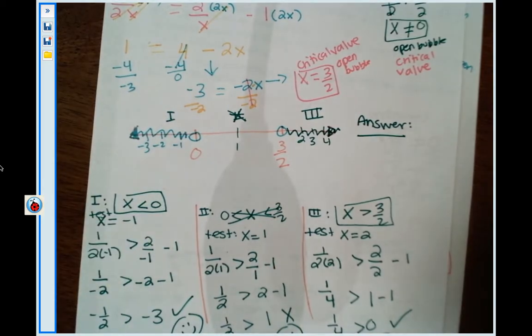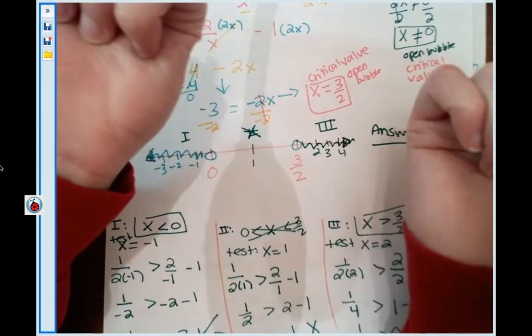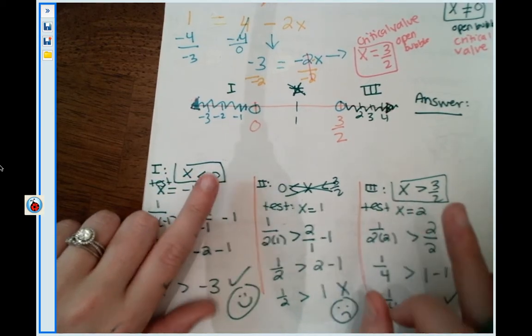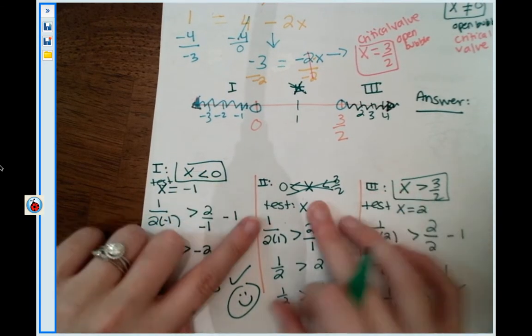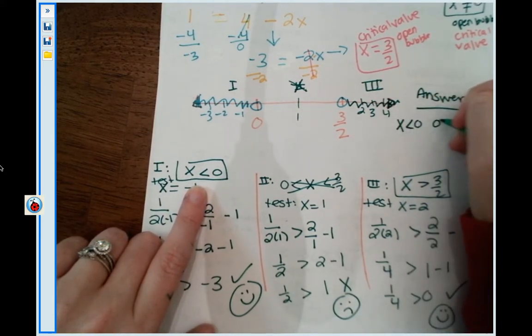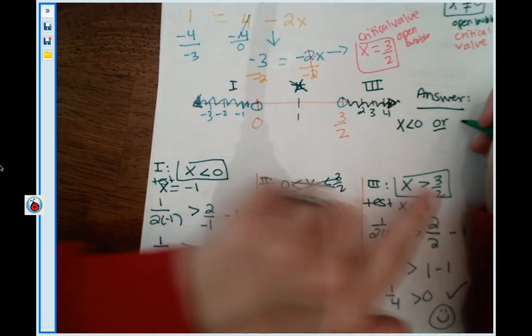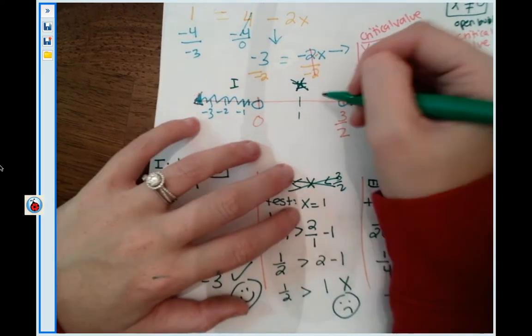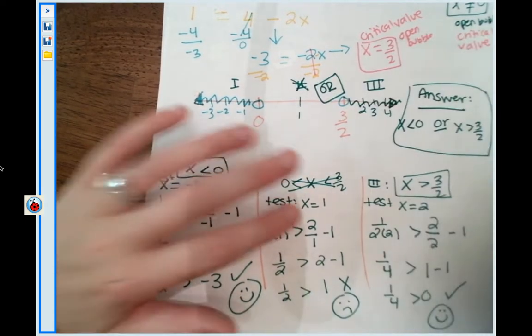Okay, so since my arrows go opposite ways, this is an or. So these are my answers, you guys. This is why it's useful to write the inequalities before you solve. So I'm going to have x is less than 0, or x is greater than 3/2. And that, my friends, would be my final answer. So this is an or, and it was awesome.